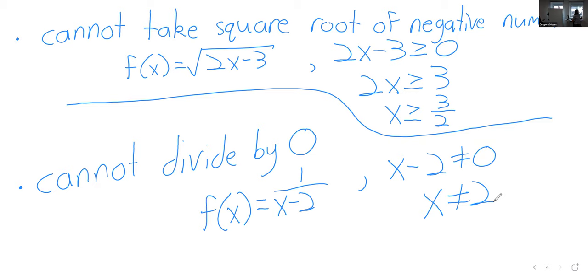Well, anytime f of x is a negative number, with the square root, you can't do it. You can't take the square root of a negative number. If that was your question. Thank you. Okay. I started to say that.